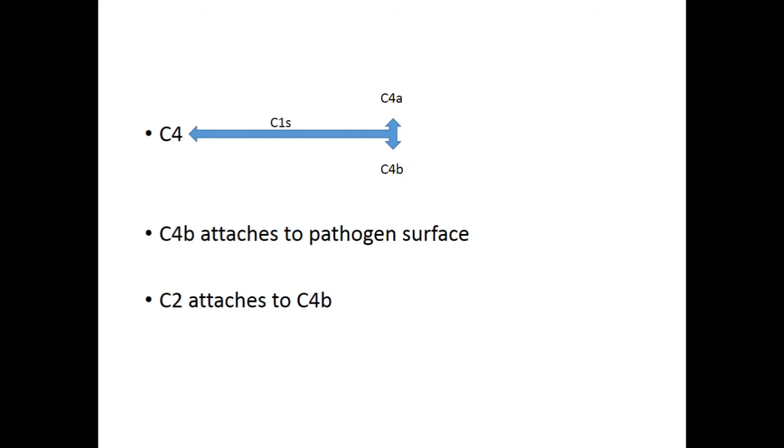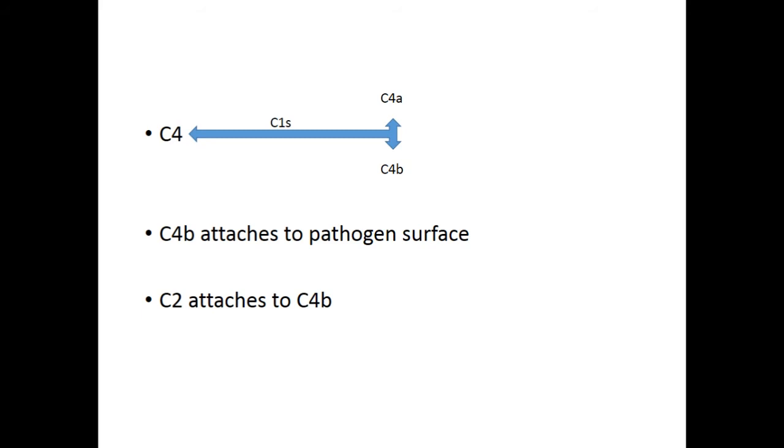Now I have told you B for bigger, so C4b is bigger and heavier. Just imagine like that, it is heavier and it will stay on the surface of the pathogen. C4a is quite light and it is an anaphylatoxin, and C4b will attach to the surface of the pathogen, and when C4b attaches to the surface of the pathogen, C2 will attach to C4b. Remember, all these proteins are freely floating in and around the plasma.